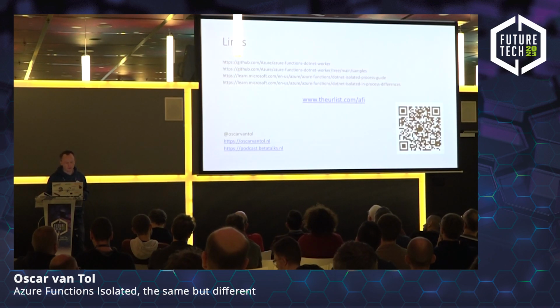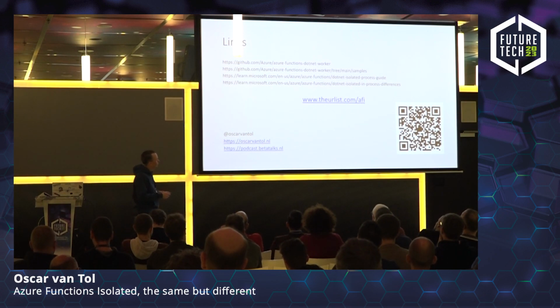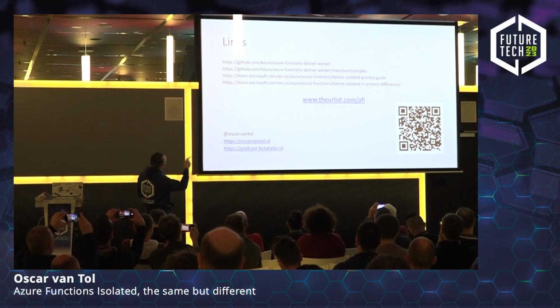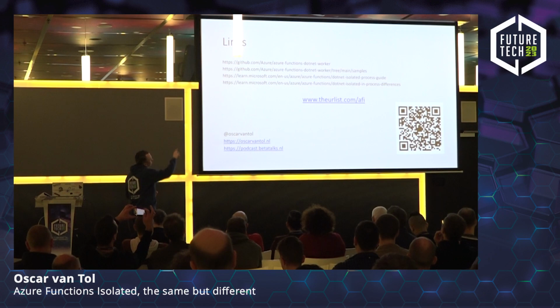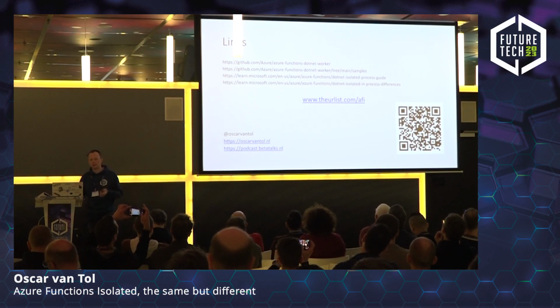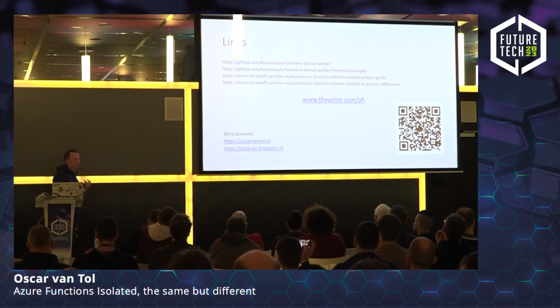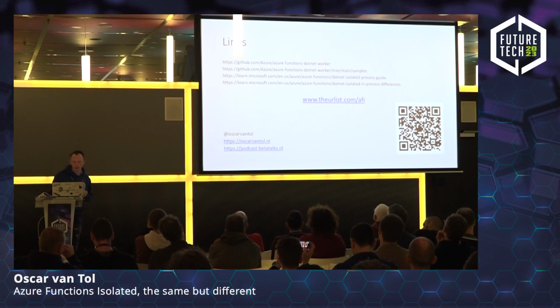If you want to know more, I created a simple URL list. QR code, never scan QRs, it's not secure, but you can. The top one is basically the GitHub project. They're building this whole worker in the open. You can contribute to it, you can contribute to the samples and documentation if you want, but you can also pull the samples and documentation to play around with it.